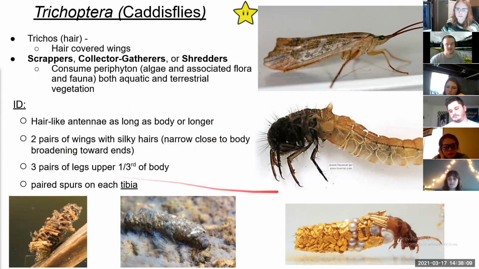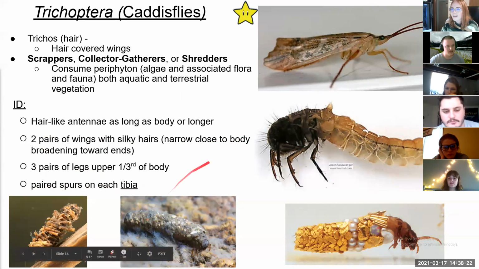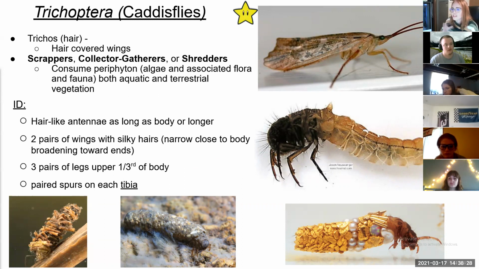3 pairs of legs, which are all up on the upper third of the body, and paired spurs on each tibia. So caddisflies are actually, if you get one in your sample, one, you're gonna get really excited because they usually have a case on them and they're usually very intricate. And 2, they're really distinct because of these legs kind of collected right up at the top.